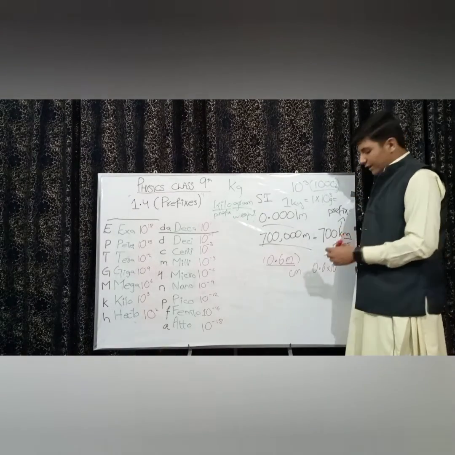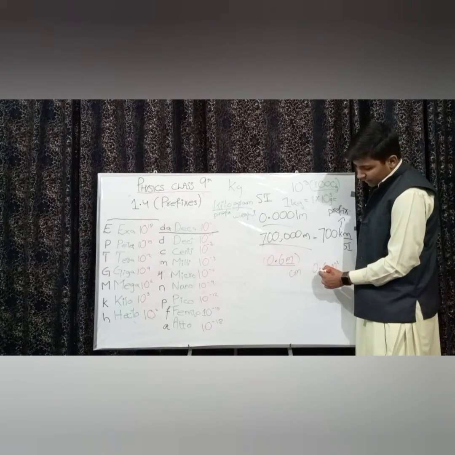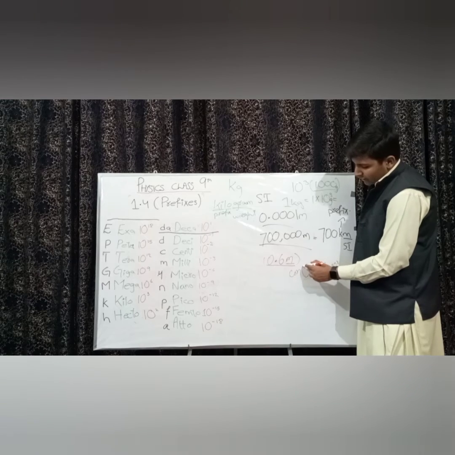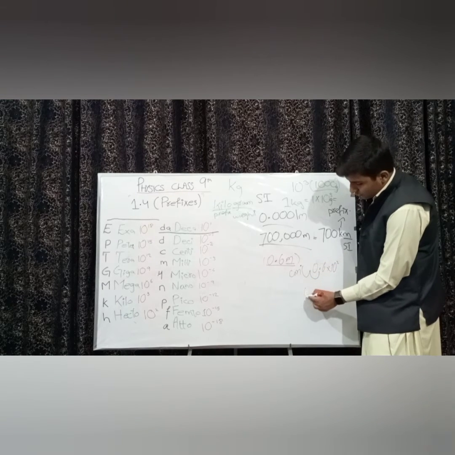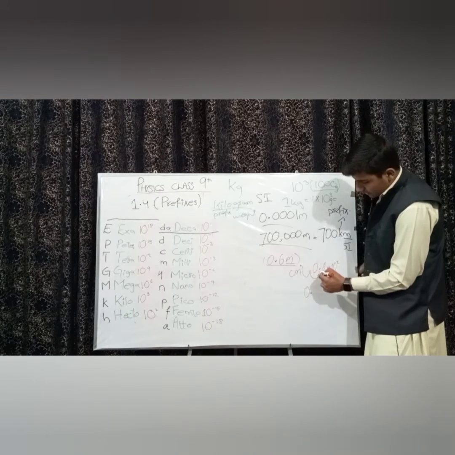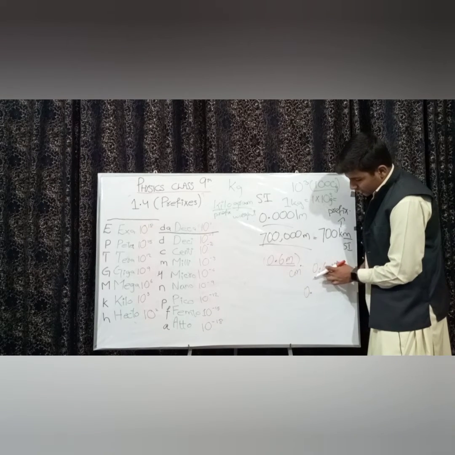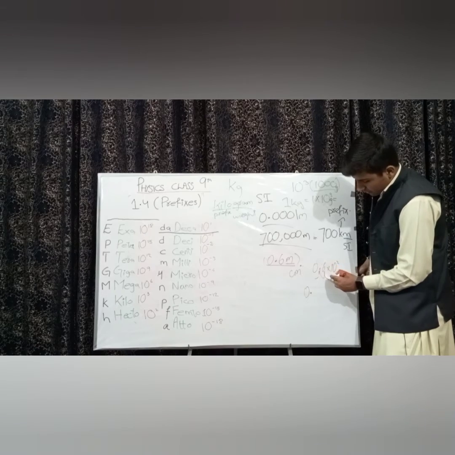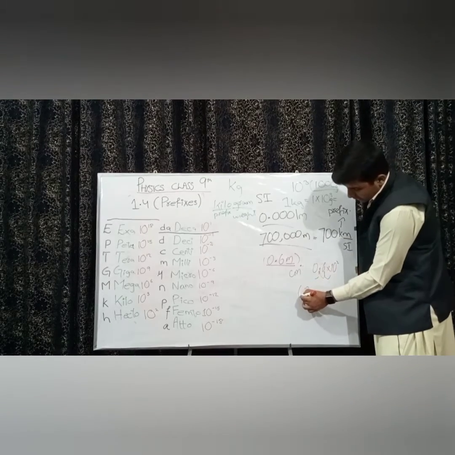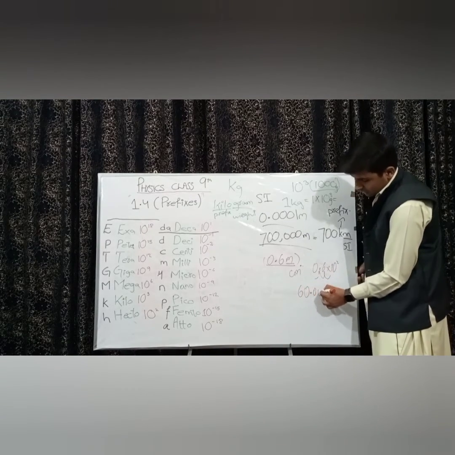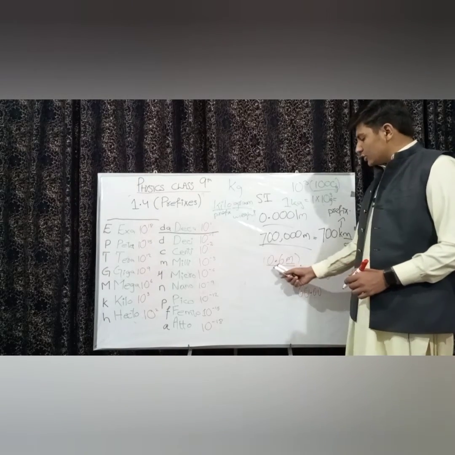If we multiply it by minus 2, the decimal will shift 1 and 2 values here. It will shift towards the right side. It will be 6, it will be 60.00. This is how we shift.